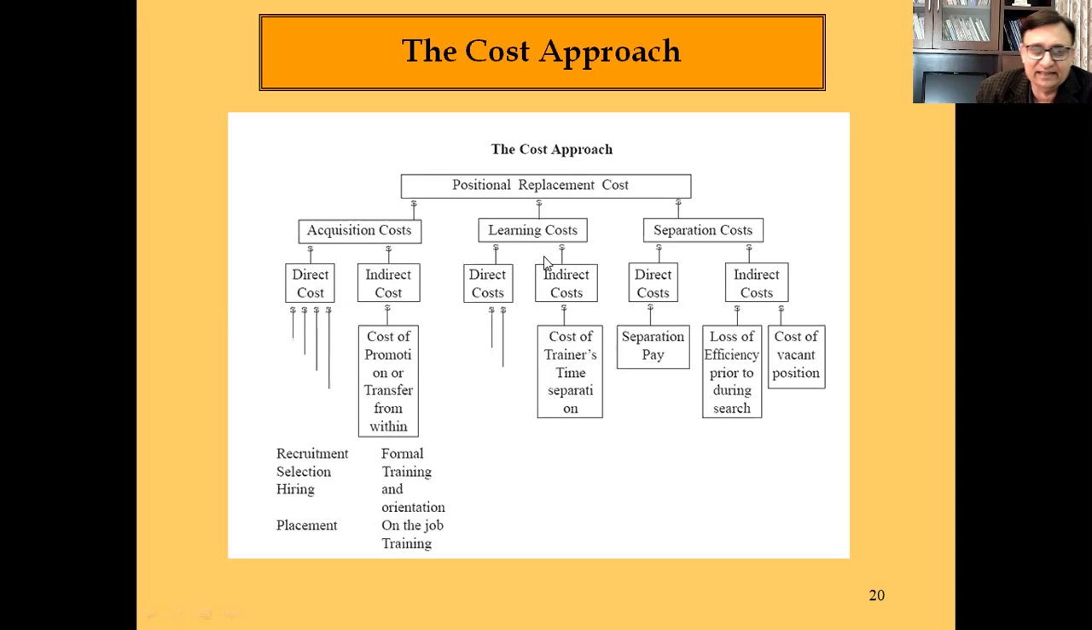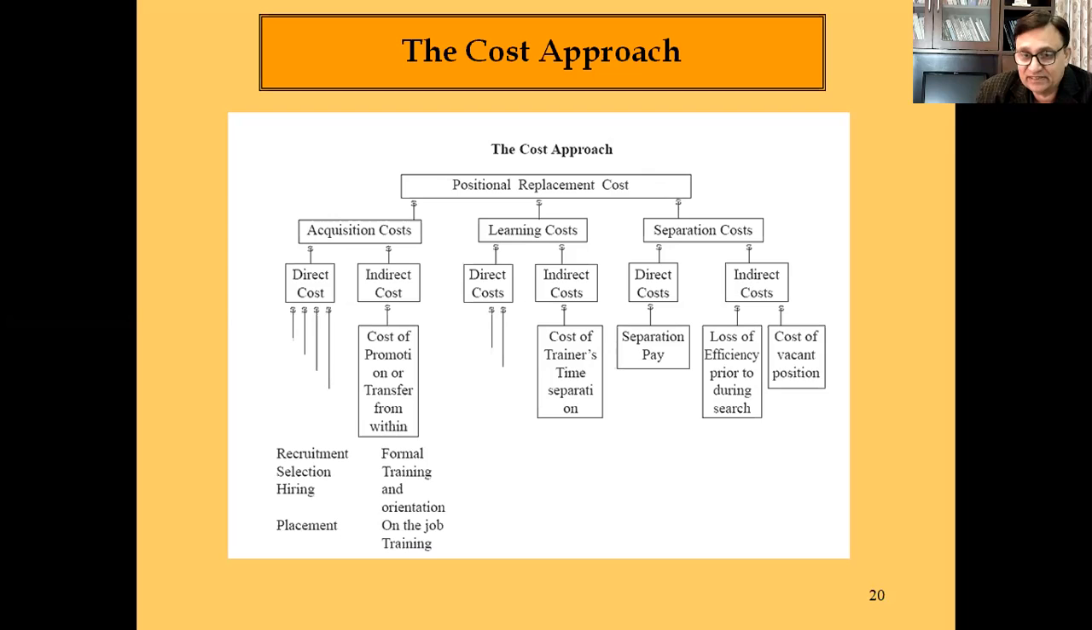Similarly, you have the learning cost. It may also be of two types. Learning cost means while doing the job, there may be two kinds of cost. Direct cost: in your organization, in a particular department, you are doing some kind of training, that is a direct cost. Then indirect cost of trainer's time and separation. For example, you send the employee for 2 months to the training. In place of that person, you have to incur certain costs that are indirect costs.